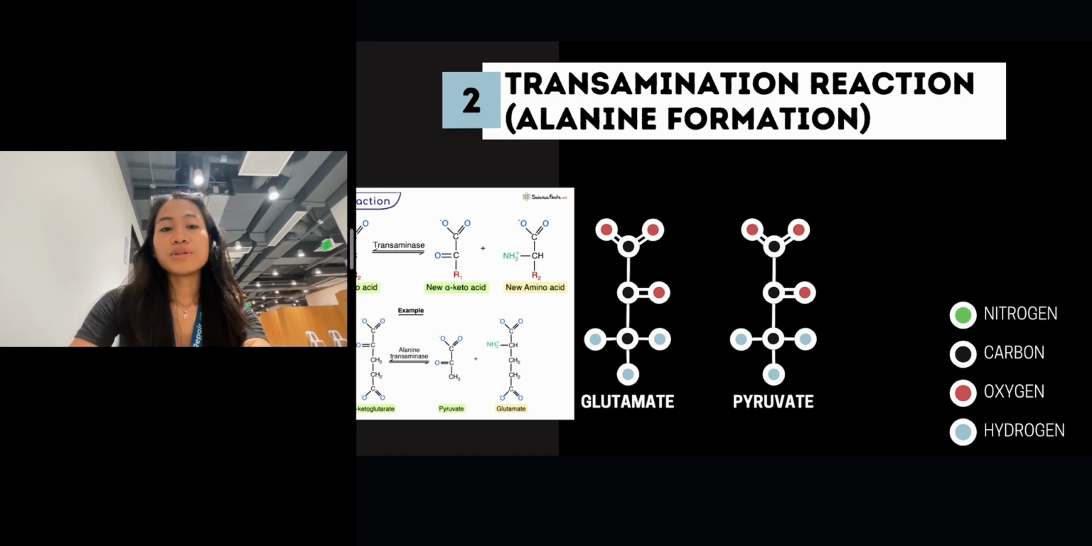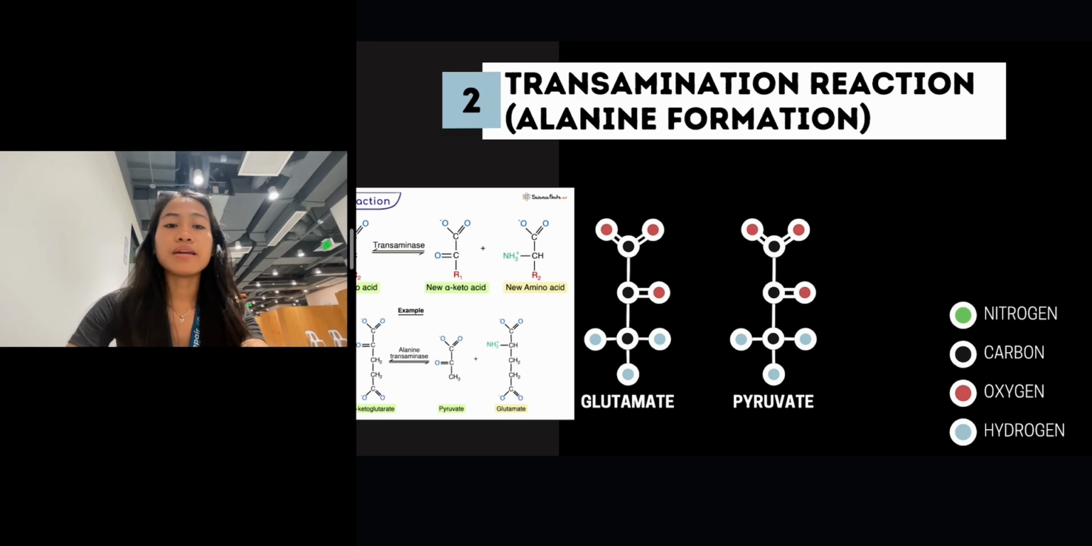transamination. So in muscle cells, glutamate donates an amino group to pyruvate and forms alanine and alpha ketoglutarate. So to start, the pyruvate has a carbonyl group and a carboxyl group on carbon 1. The glutamate donates its amino group from the alpha carbon to the carbonyl group of the pyruvate. So this replaces the oxygen of pyruvate's carbon 2 with an amino group, forming alanine.